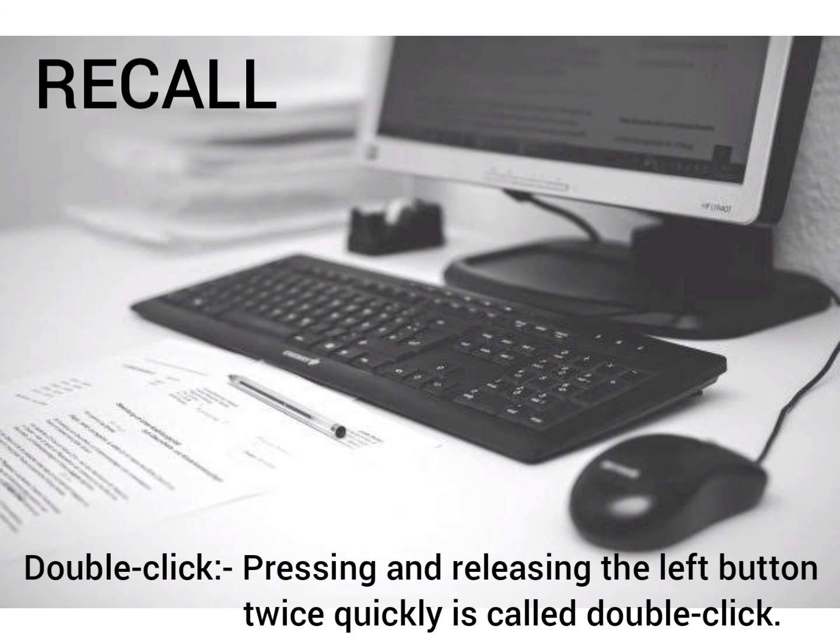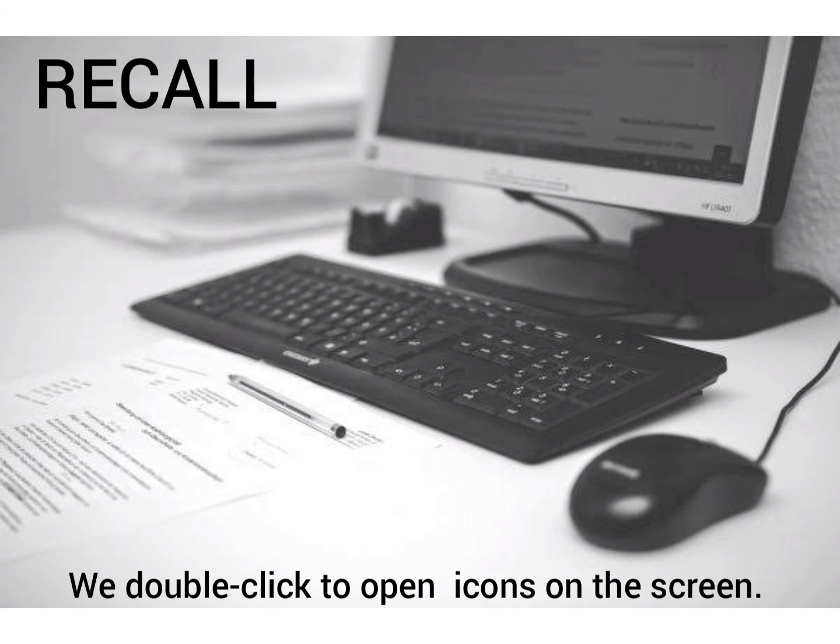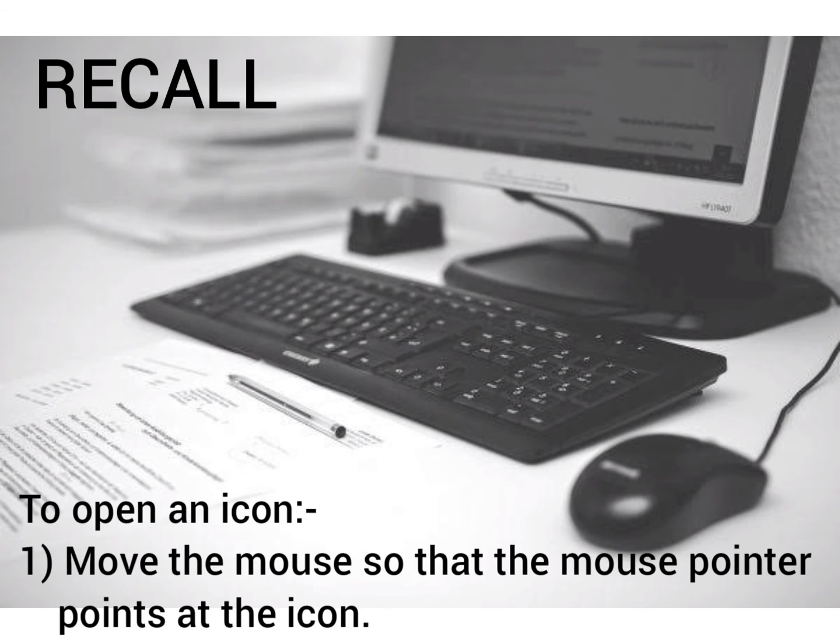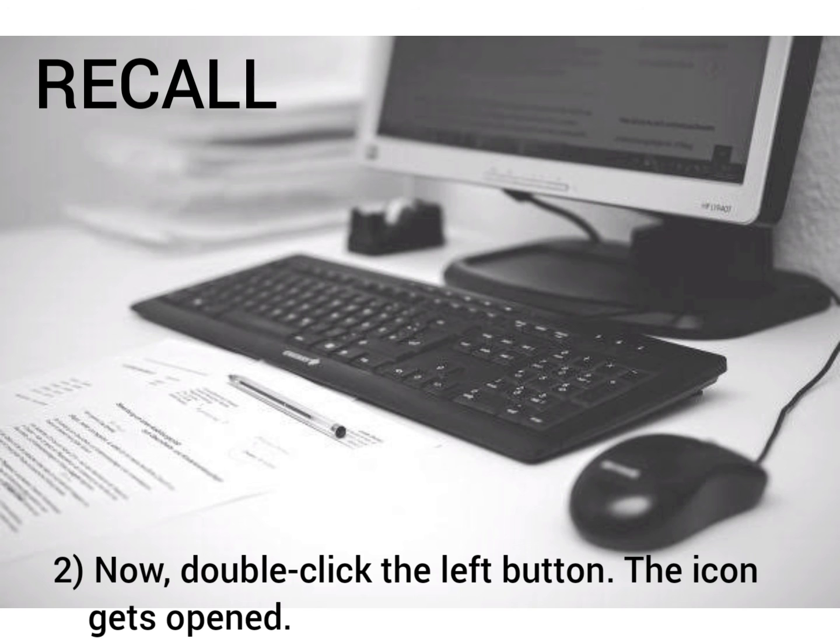Then we have seen double click. So double click is pressing and releasing the button twice quickly. We use it to open icons on the screen. And how to open an icon? We just move the mouse so that the mouse pointer points at the icon. Now double click the left button and the icon gets opened.